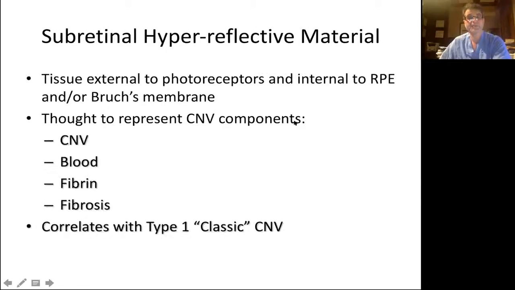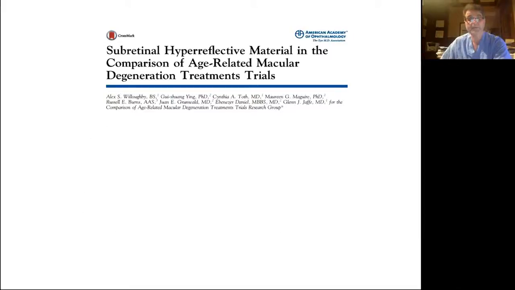So this is tissue external to the photoreceptors and internal to the RPE and/or Bruch's membrane. It's thought to represent choroidal neovascular components and correlates with type 1 or classic choroidal neovascularization. As we just mentioned, type 1 or classic choroidal neovascularization correlates with scarring. So therefore, subretinal hyperreflective material can correlate with scarring.